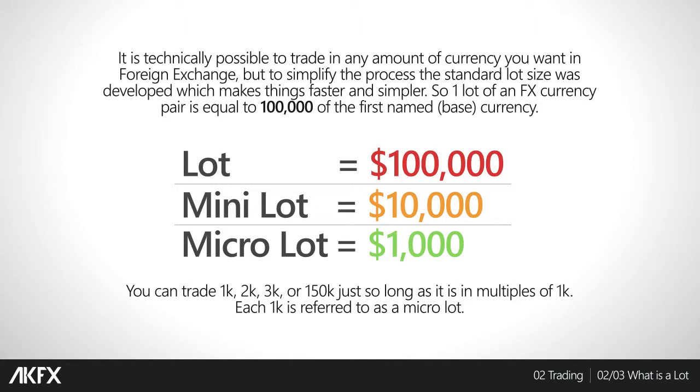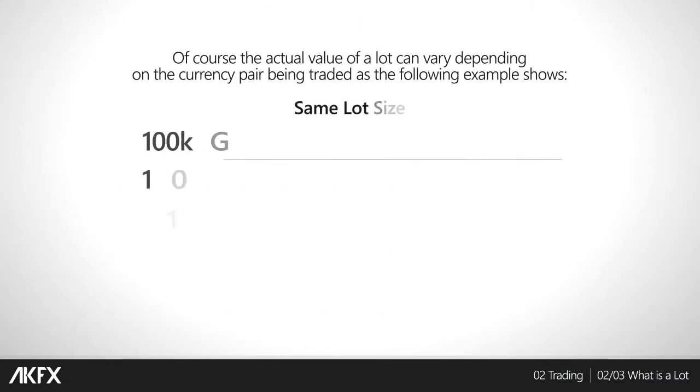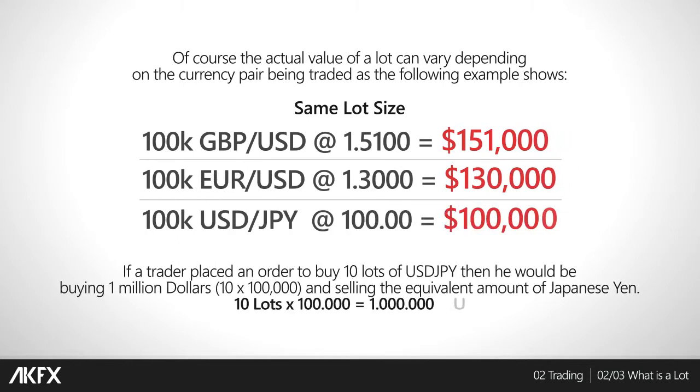You can trade 1,000, 2,000, 3,000 or 150,000, just so long as it's in multiples of 1,000. Each 1,000 is referred to as a micro lot. Of course, the actual value of a lot can vary depending on the currency pair being traded, as the following example shows. If a trader placed an order to buy 10 lots of dollar-yen, then he would be buying $1 million and selling the equivalent amount of Japanese yen.